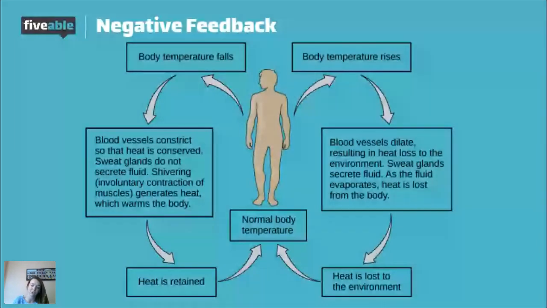With negative feedback, you're just trying to maintain homeostasis. You're trying to maintain a regular level. So when your body temperature falls, we bring the temperature back up. And you can see the examples of how we do that there. When your body temperature rises, we bring that temperature back down. Sometimes my students get confused because they think our body temperature is increasing, so therefore it's positive feedback because we're increasing. It's not, that's not true.